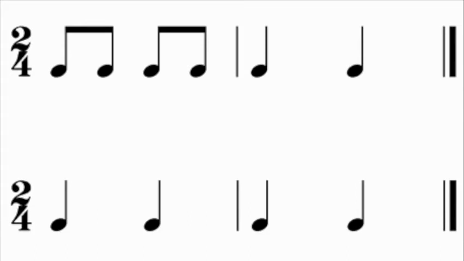So the counting is only going to go 1, 2, 1, 2. So if we look at the first one, 1 and 2 and 1, 2. Your turn. 1 and 2 and 1, 2. Next line, 1, 2, 1, 2. All right, all the way together from the beginning. We're going to clap it. 1, 2, ready, and.